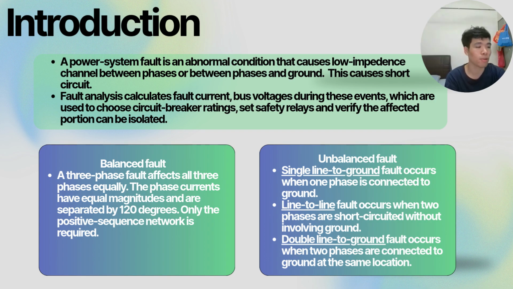And secondly is the unbalanced fault. In the unbalanced fault, there are three possibilities. The first one is a single line to ground fault, which occurs when only one phase is connected to the ground. The second possibility is the line to line fault, which occurs when two phases are short circuited to each other without involving the ground. And thirdly is a double line to ground fault. This fault occurs when the two phases are connected to the ground at the same location.